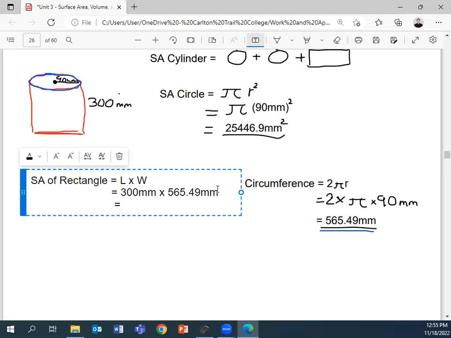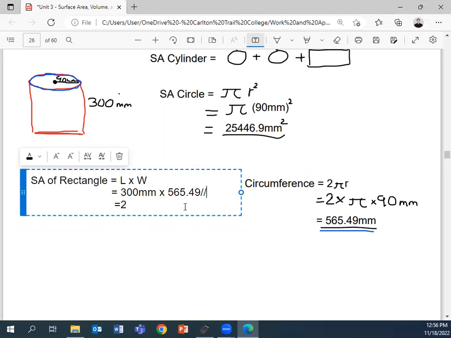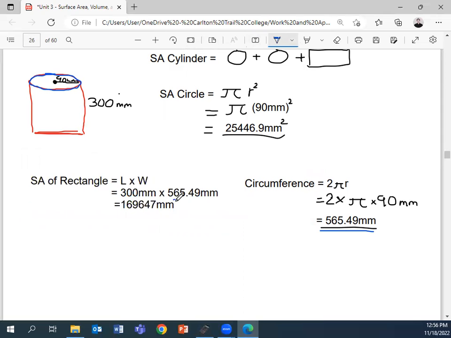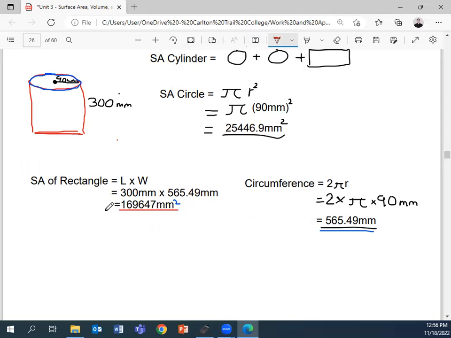So I times these together, because now I'm finding the area of the rectangle. So now I'm times them together. So I get 169,647 millimeters squared. Okay. Am I done? Nope.